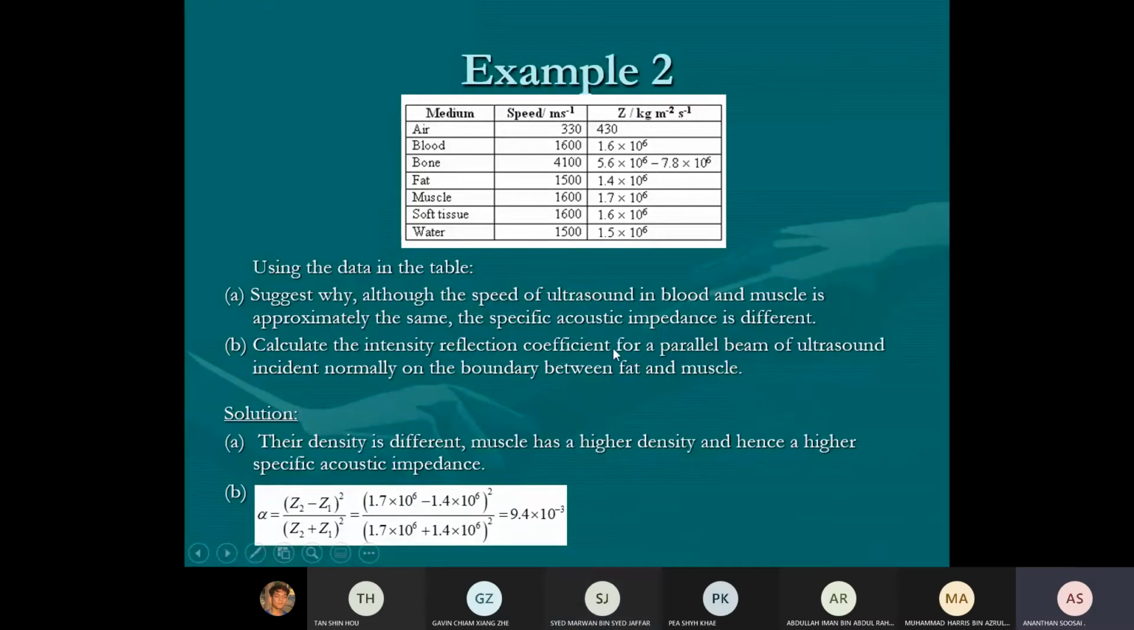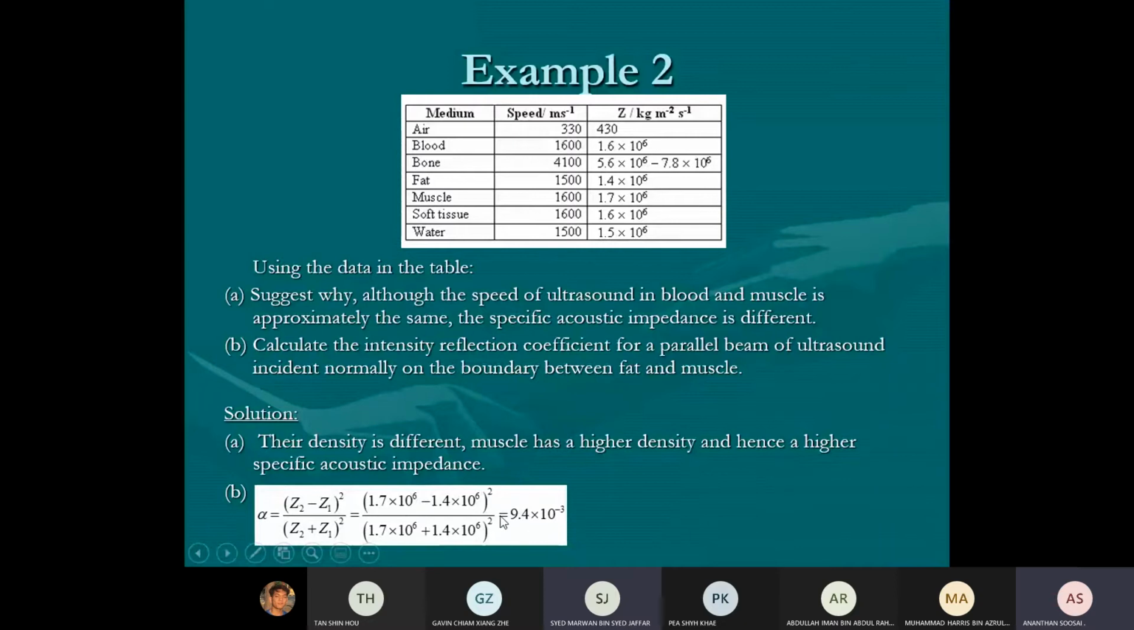So calculate the intensity reflection coefficient for a parallel beam of ultrasound at the boundary between fat and muscle. So put fat and muscle into the formula. This formula is also given in the exam, (Z2 minus Z1) over (Z2 plus Z1), all squared. In the exam they give it, but better to remember it; don't rely on them. So 9.4 times 10^-3. Tell me, is the majority reflected or the majority transmitted?